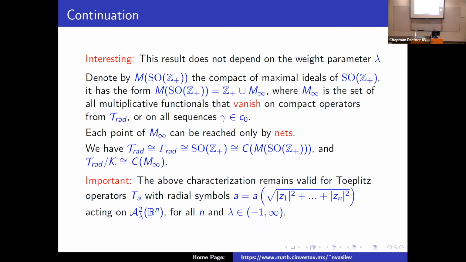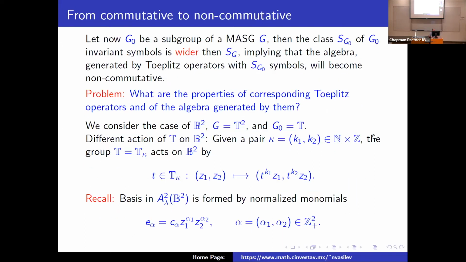What is interesting as well is that the above characterization remains valid for Toeplitz operators with jointly radial symbols acting on any unit ball, for any symbol and any weight parameter lambda. Okay, this is a brief excursion into commutative algebras, and let us now go from commutative to non-commutative. Again, we will use some geometry.